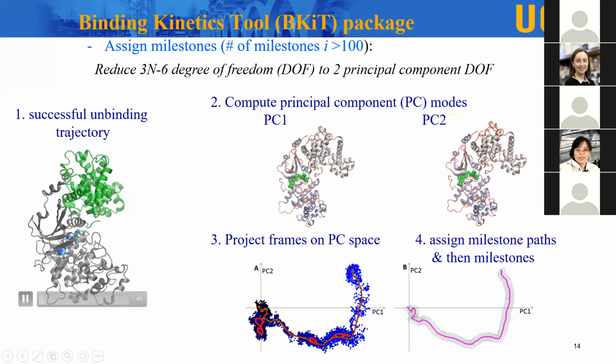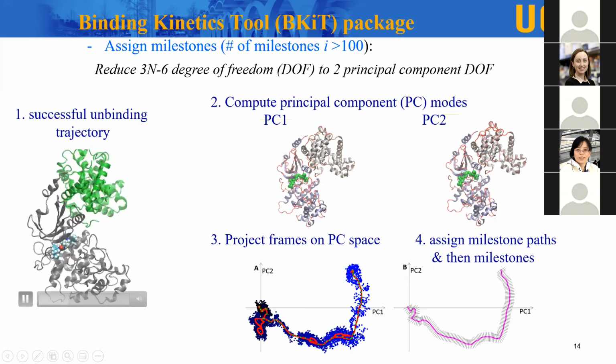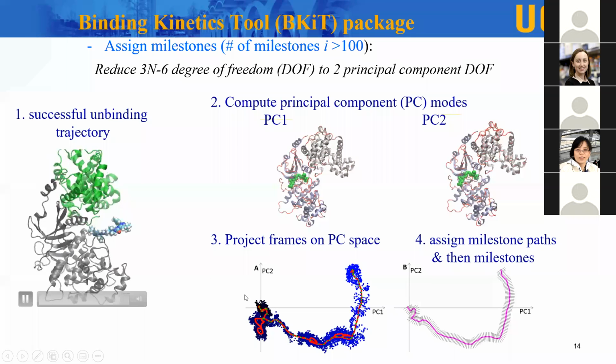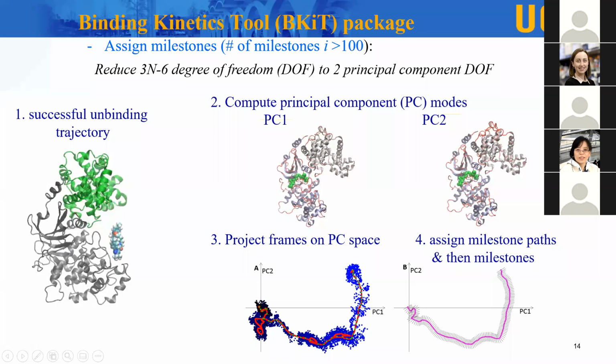So basically what you can see, all the jiggling here, you can imagine there are a lot of conformation frames from this unbinding process. So each frame or each conformation is presented as a dot in this picture. So this is closer to the bound state, and this is a little bit outside. So each dot, instead of so many jiggling 3N minus 6 degrees of freedom, we reduce that to 2 degrees of freedom. So of course, some of the motion is still neglected, but so far this is one of the easiest ways that we can try our best to preserve the motion, but also assign milestones.